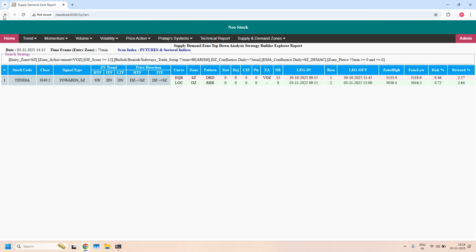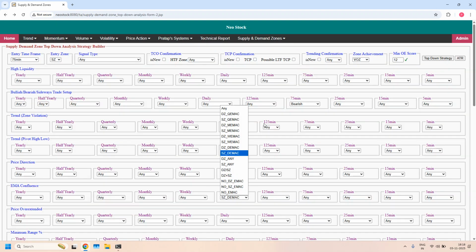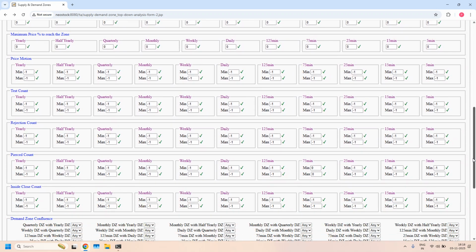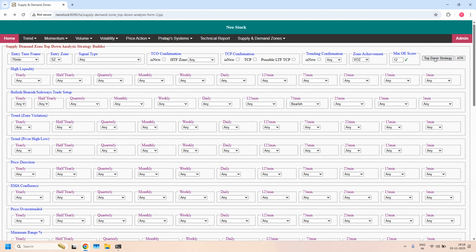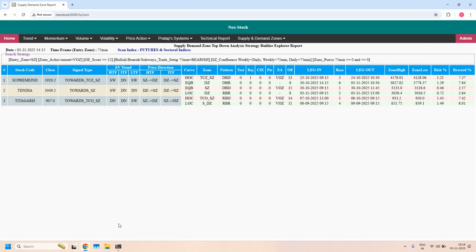Okay, next the second strategy. Let's apply and filter, removing ITF EMA. The first step is LTF, ITF supply zone confluence. That is 75 minutes and daily, 75 minutes and weekly, daily and weekly supply zone confluence. With all the filters, we got 3 stocks. But the weekly trend is downtrend in only 1 stock.